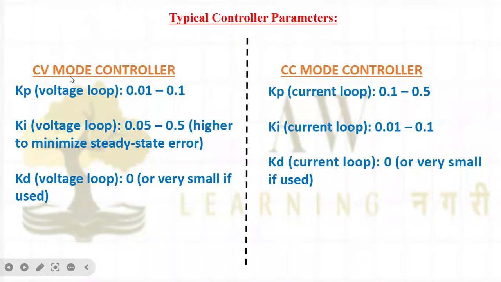Okay, so for constant voltage mode, generally I keep the kp value as low as possible, from 0.01 to 0.1. My ki value I will keep from 0.05 to 0.5. I will always try to keep it on the higher side to minimize the steady state error, and kd I will generally prefer as 0.